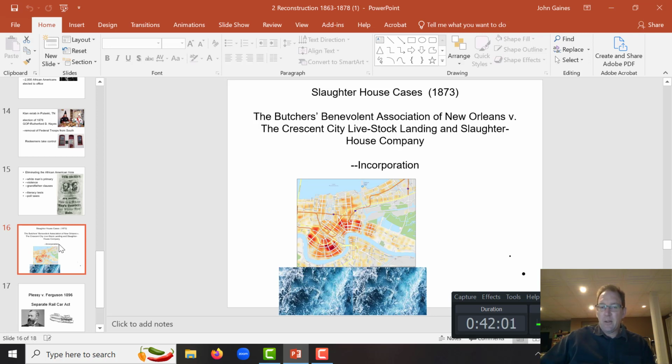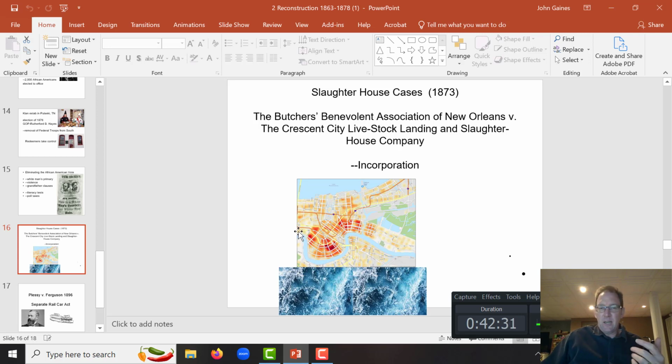And what's going on is that the butchers, there we go, there's my cursor. The butchers have been located kind of in the northern part of the city, up here, a little bit in from Lake Pontchartrain, and some of them have been up here. Actually, I think most of them are up here along the upper part of the Mississippi River.